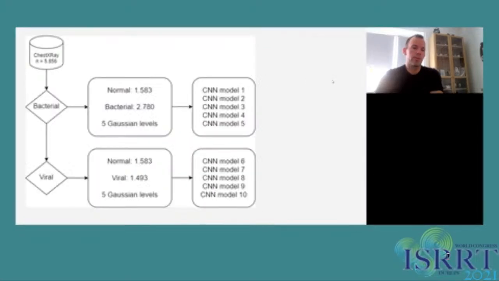This is a flowchart showing how we divided each pneumonia into subdivisions. For the bacterial, we used the normal images and then the bacterial images. And then we added Gaussian noise to the bacterial images over 5 levels. Then we trained the neural network for each Gaussian level. We also did that for the viral part.